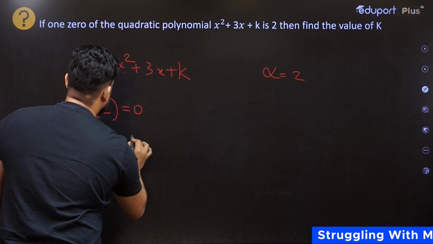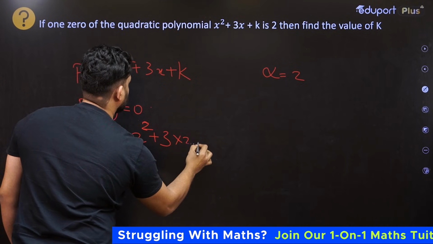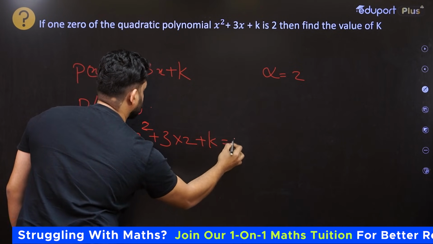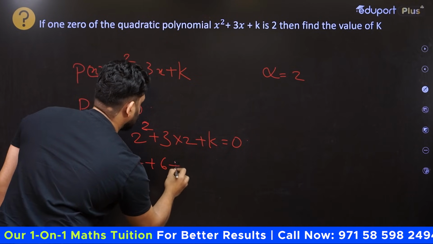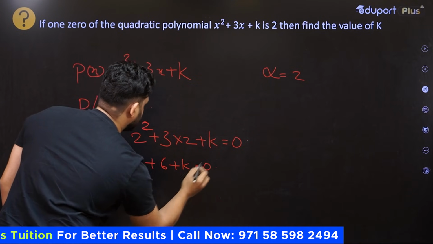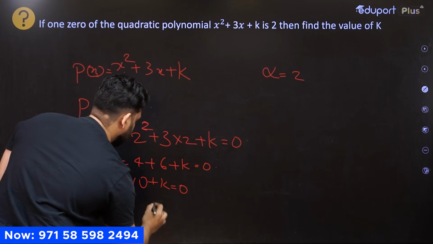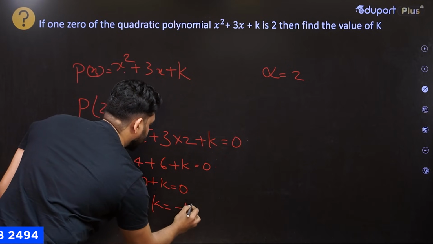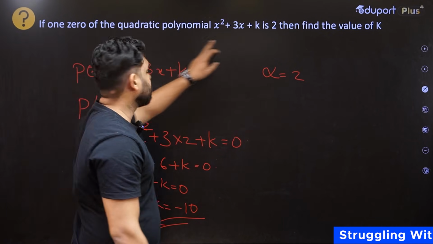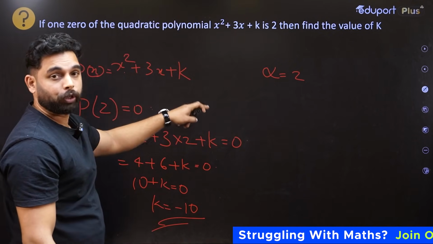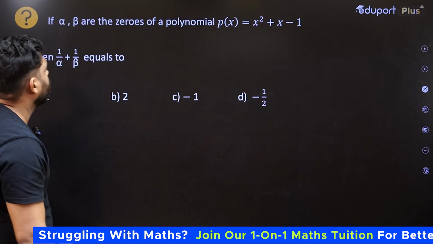substitute 2 for x, that is 2 square plus 3 into 2 plus k is 0. That is 4 plus 6 plus k is 0. That is 10 plus k is 0. K is nothing but minus 10. Substitute 2 for x, then equate it to 0 because it is the zero, and you will get the final answer. That's all.